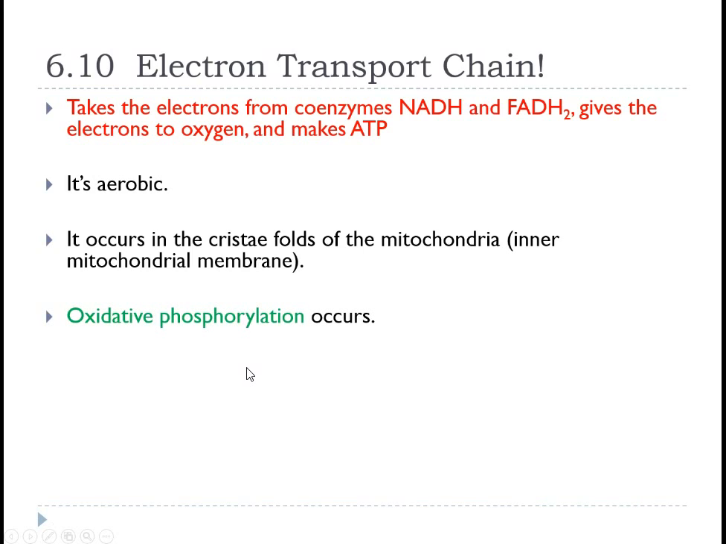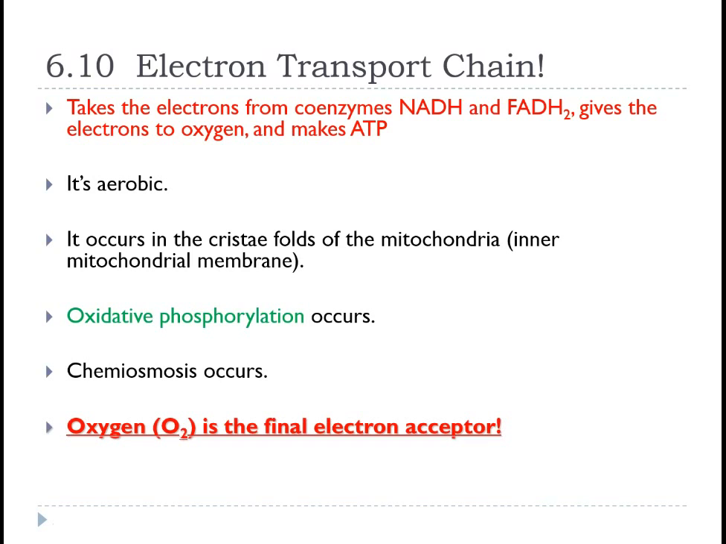This is called oxidative phosphorylation because we're going to need oxygen for this process, and we're going to use a different technique. Chemiosmosis occurs, which just means that a chemical is going to go from one side of the gradient to another, and it's going to make some energy for us. And oxygen is the final electron acceptor. So let's talk about it.